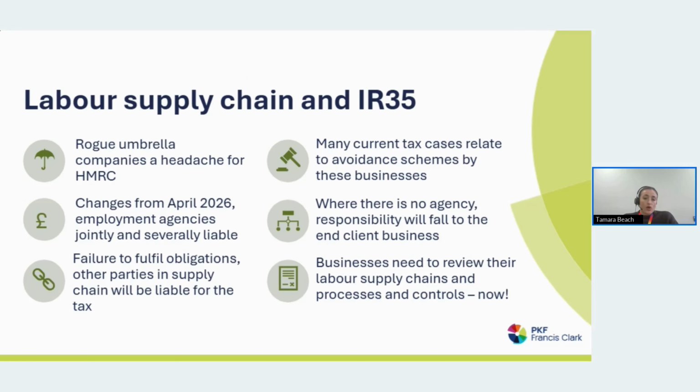My last slide on this topic here, and that's labour supply chain and IR35. I think much of this slide is probably fairly self-explanatory, but as I have made reference to a few times now, rogue umbrella companies have become quite a headache for HMRC. Many of the current tax cases relate to avoidance schemes by these businesses, which act as employment and payroll service providers in the temporary labour market.